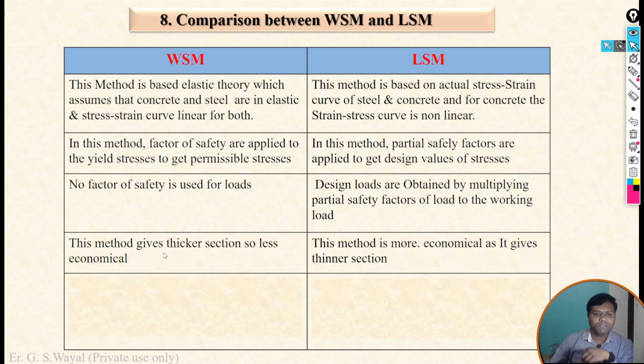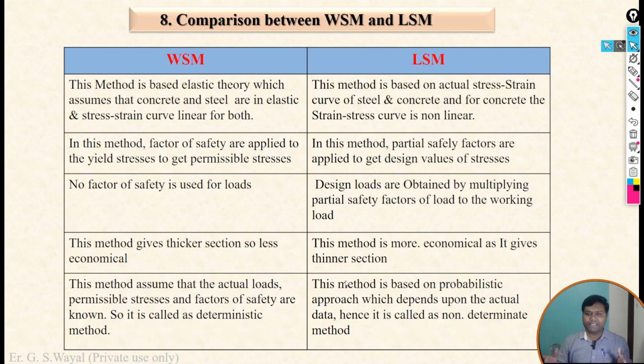Then, the working stress method gives thicker sections, so it is less economical. Obviously, as already discussed, we get the maximum sizes in the working stress method, and that is why it is not economical. In the limit state method we can make the structure economical, because we get thinner sections and the sizes of the sections are reduced.